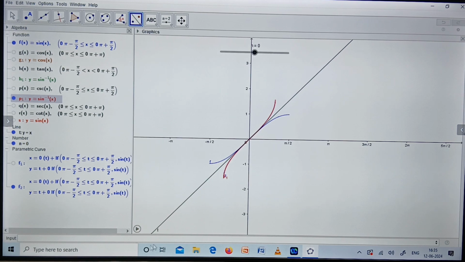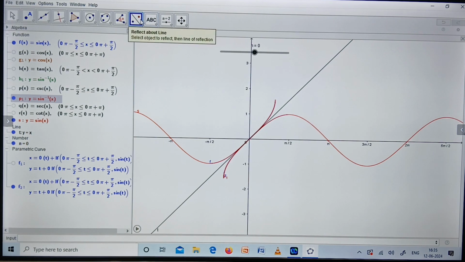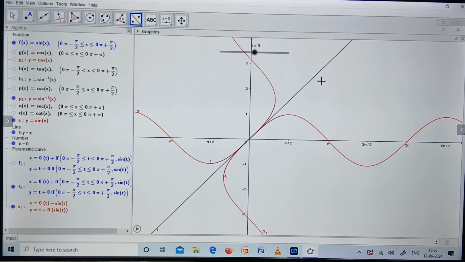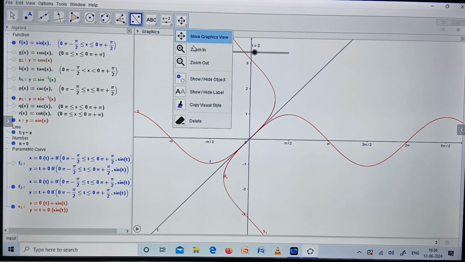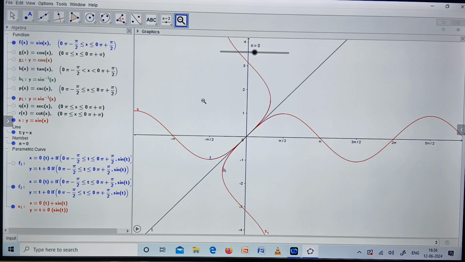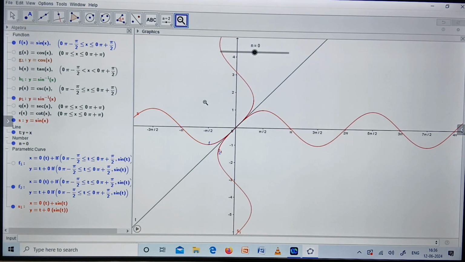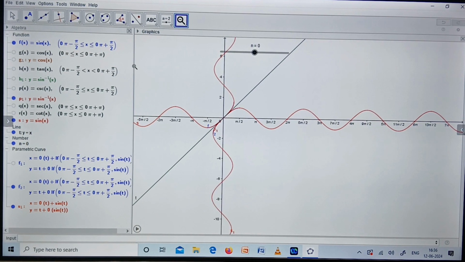Or the easiest way it will be, I'll type sine x and I'll try to reflect sine x about the line y equal to x. This is the graph of inverse. I just zoom, see. So this is the graph of sine inverse x. Nice, no? Graph of sine inverse.